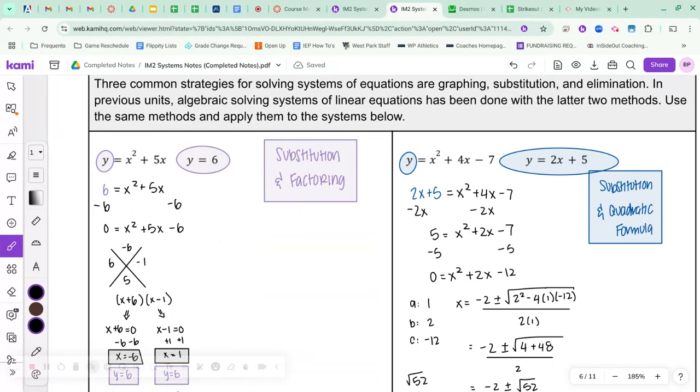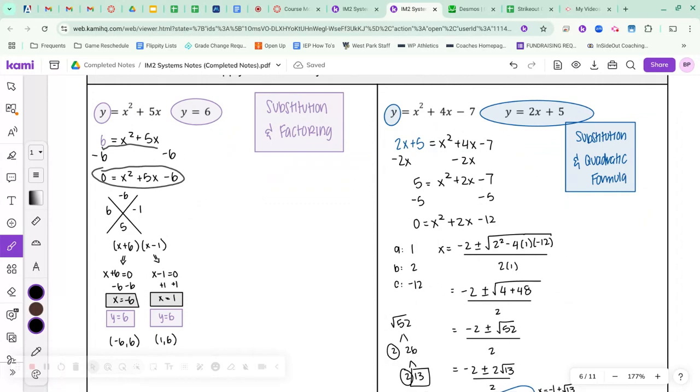What's cool about the purple problem on the left is that when you set them equal to each other, and you get them on one side equal to 0, you can use ZPP. It's factorable. If you don't pick that up right away, then you can just do quadratic formula with an a of 1, a b of 5, and a c of -6. And when you do that, you're going to get these same two x values.